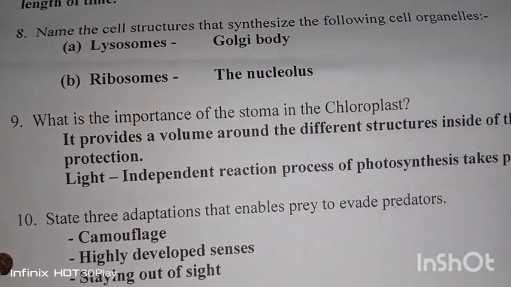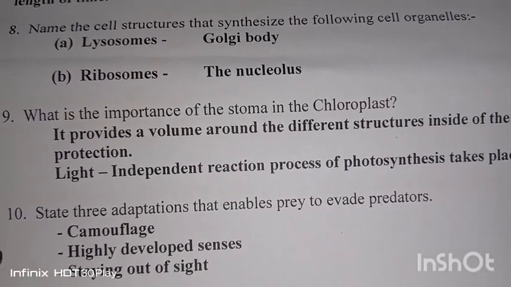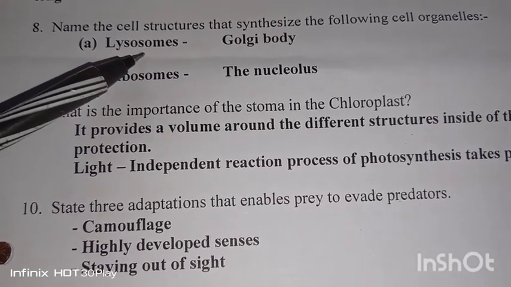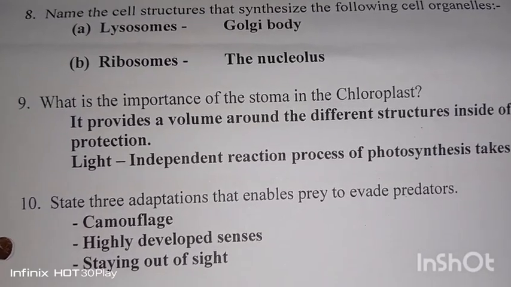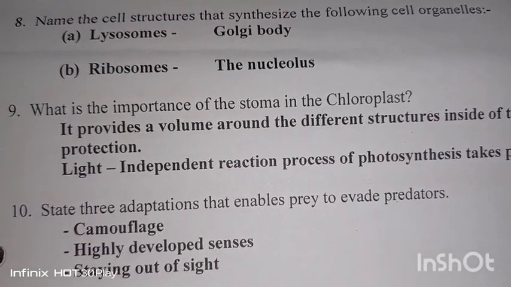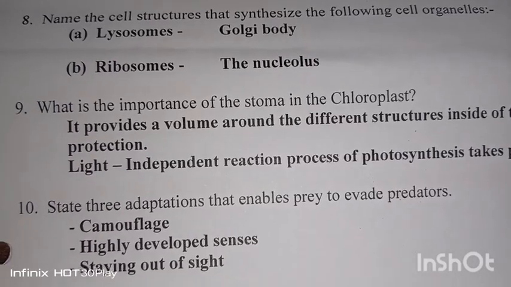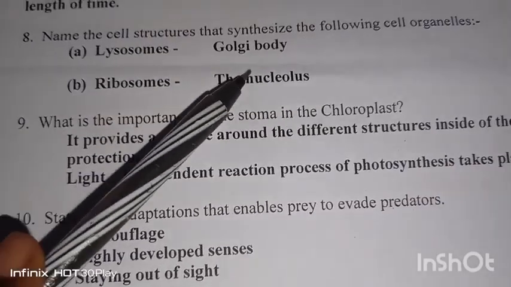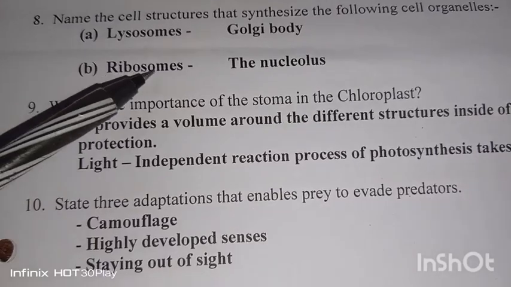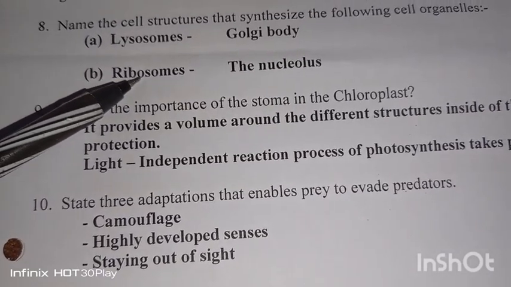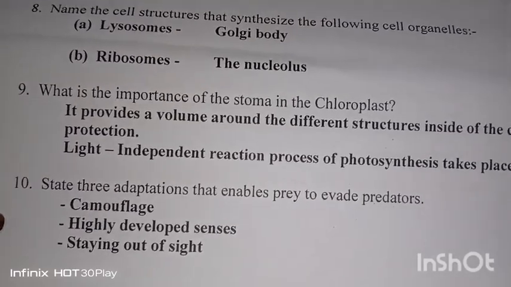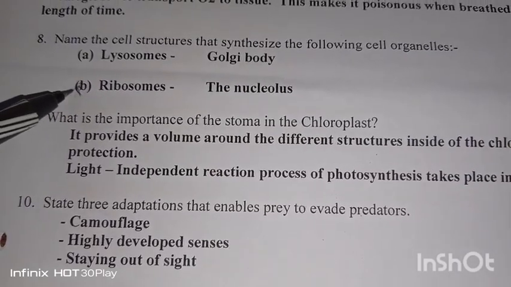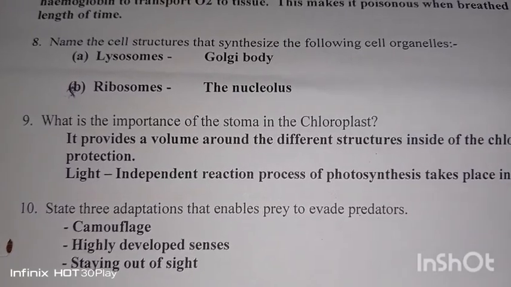And then here you have another question. Name the cell structures that synthesize the following cell organelles. This is a cell organelle that is called lysosome. It is responsible for lysis or breakdown of large and unwanted cell organelles, and even the cell itself. So lysosomes are synthesized by the Golgi bodies. And then ribosomes, these act as site for protein synthesis, and they are synthesized by the nucleolus. So this one for ribosome is a very, very common question, even in KCSE paper 1s.